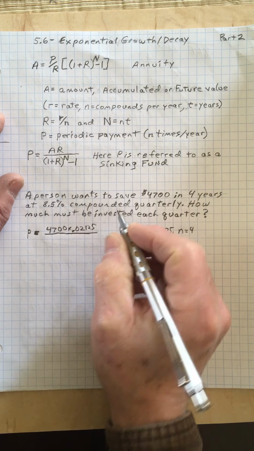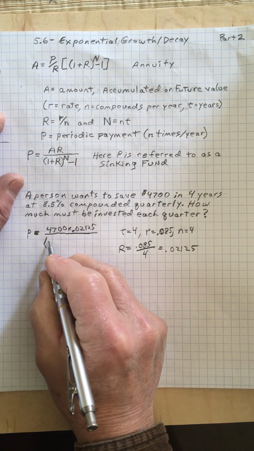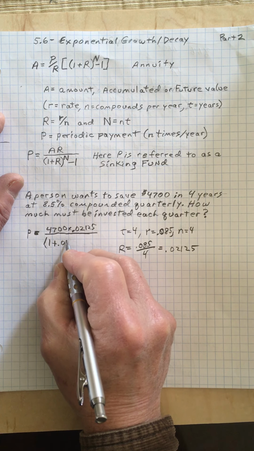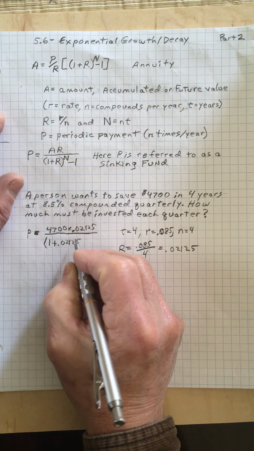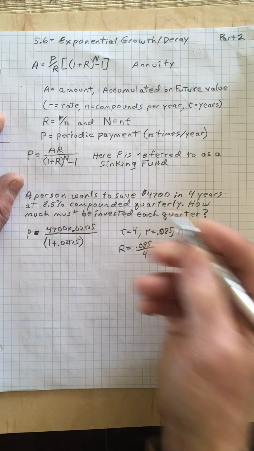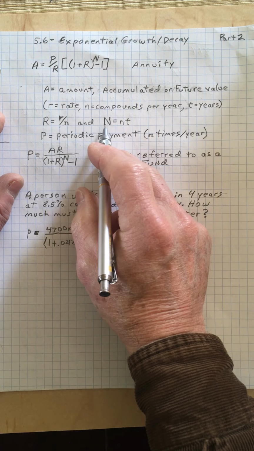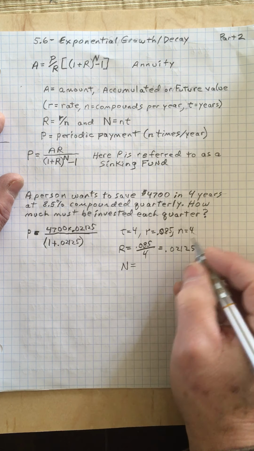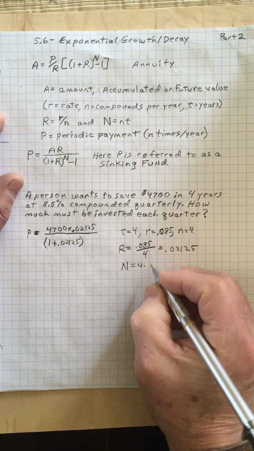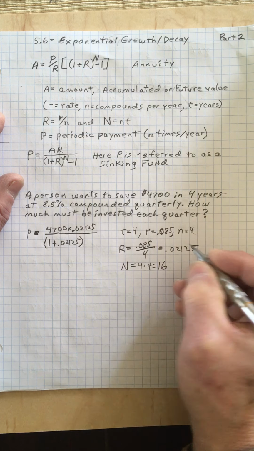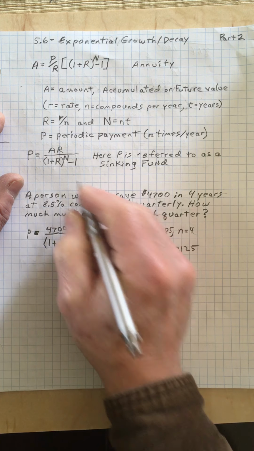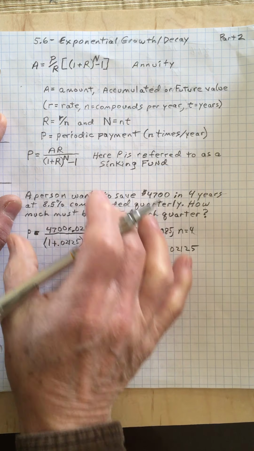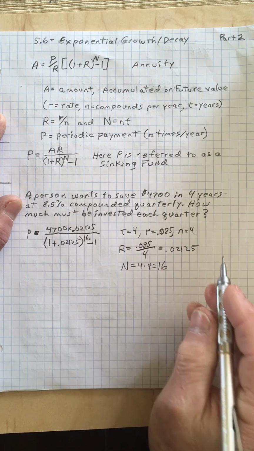0.02125. And down here I have 1 plus R again, raised to the n power, but I don't know what that is yet, so let's do that one next. N equals compound small n times time, small t. That's 16, so that goes here, and minus 1. And that's it. So just use your calculator. These are easy to solve.